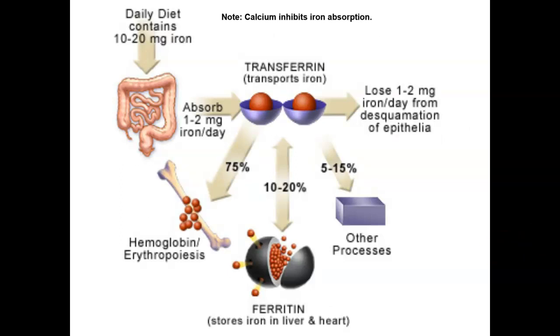This diagram illustrates that iron is needed in the diet. It is absorbed by the small intestines, moved through the body by transferrin, a transport protein. Most absorbed iron is used by red blood cells to make hemoglobin. Some is stored, and the rest is used for other processes. For example, iron is a cofactor for proteins involved in DNA replication and repair.